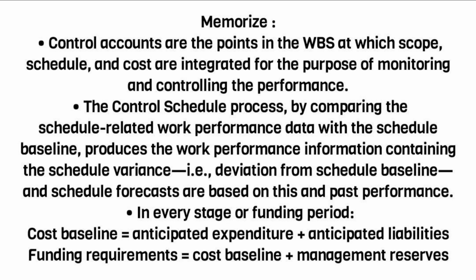Memorize. Control accounts are the points in the WBS at which scope, schedule, and cost are integrated for the purpose of monitoring and controlling the performance. The control schedule process, by comparing the schedule-related work performance data with the schedule baseline, produces the work performance information containing the schedule variance, i.e., deviation from schedule baseline, and schedule forecasts are based on this and past performance. In every stage or funding period, cost baseline equals anticipated expenditure plus anticipated liabilities. Funding requirements equals cost baseline plus management reserves.